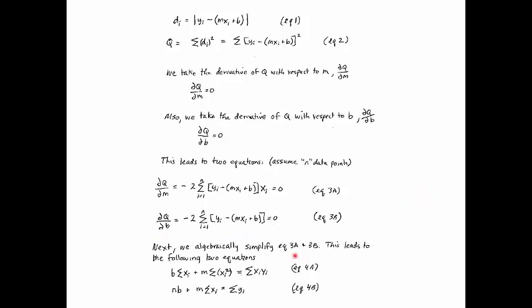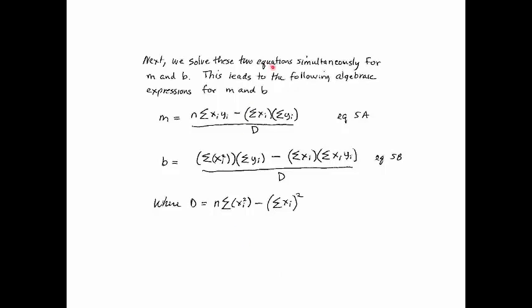Now the next step is simply to algebraically simplify equations 3a and 3b. This leads to the following two equations, equation 4a and 4b. Next, we solve these two equations, 4a and 4b, simultaneously for m and b. This leads to the following algebraic expressions for m and b respectively, equation 5a and 5b. Now both the equations have a common denominator d, and d equals the expression shown here.